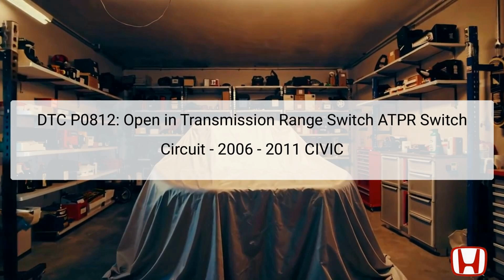The DTC P0812 refers to an open circuit within the transmission range switch ATPR switch circuit in Honda Civic models from 2006 to 2011. This error indicates a failure in the electrical connection responsible for relaying transmission range data.